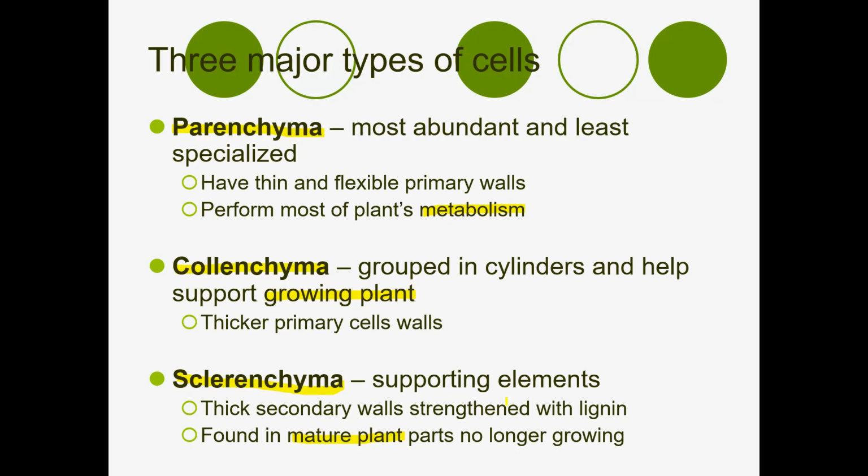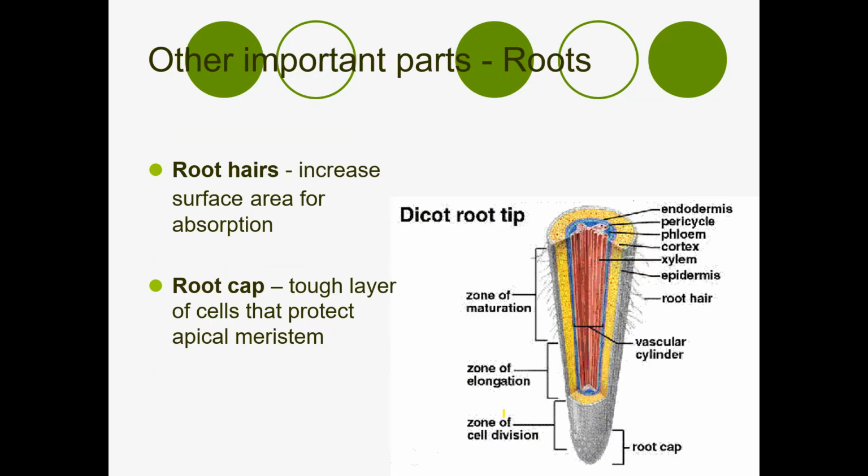And it's really all about support and strength. All right, a few other specialized parts of plants that you might want to know in terms of adaptations. So for the root, we have root hairs, which are going to increase surface area. Remember, anytime you have extensions or foldings, it increases surface area. In this case, it allows for better absorption.